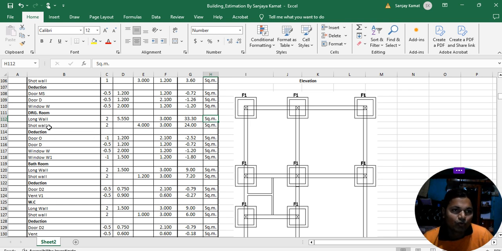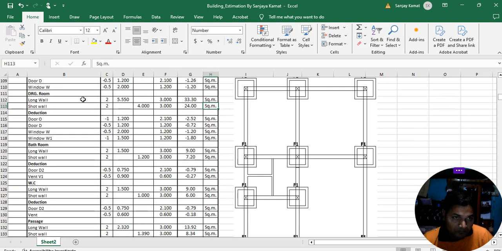Okay, now we are going to work for the short wall. How much? Short wall is for how much? Two number of short walls, and for this short wall we are taking the breadth 4 meter, and thickness we are taking 3 meter. Okay, and once you know the three values, multiply these three values, then you will get 24 square meter.